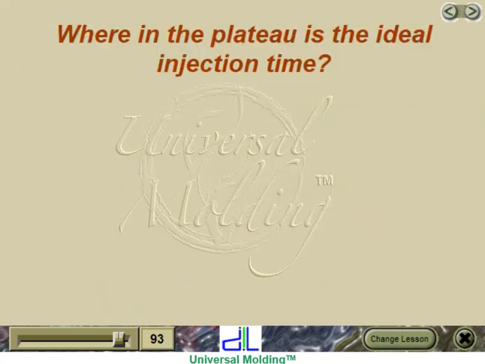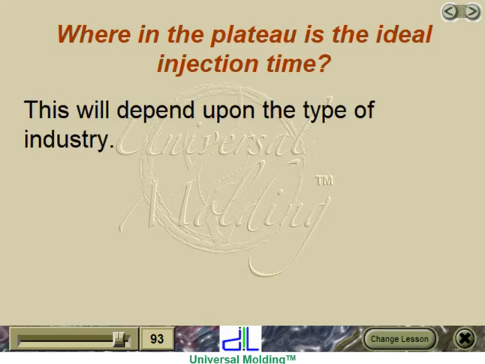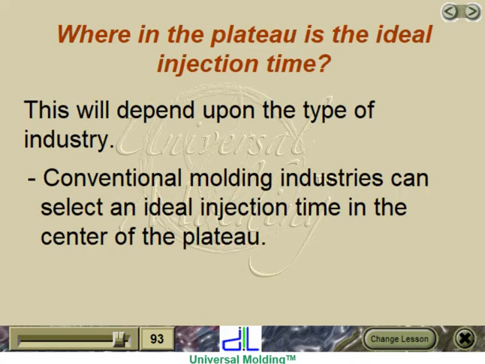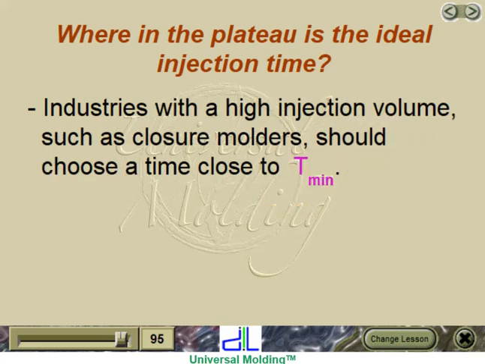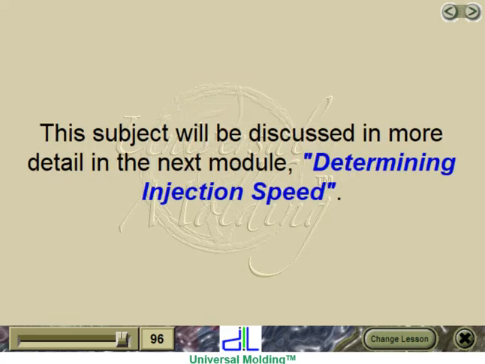Where in the plateau is the ideal injection time? This will depend upon the type of industry. Conventional molding industries can select an ideal injection time in the center of the plateau. Industries that mold materials that are sensitive to injection speed, such as rigid PVC connectors, should choose a time that is close to T plateau. Industries with a high injection volume, such as closure molders, should choose a time close to T minimum. This subject will be discussed in more detail in the next module, determining injection speed.